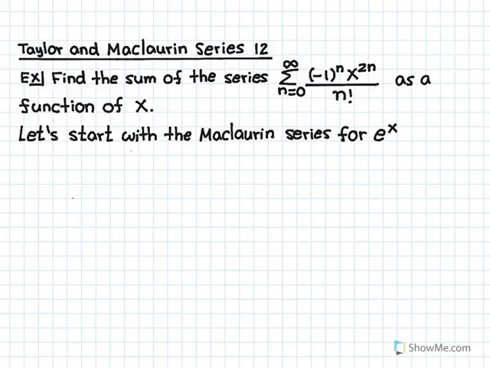In this video, we're going to continue our discussion of Taylor and Maclaurin series. The question here is to find the sum of the series summation n equals 0 to infinity of minus 1 to the power of n times x to the power of 2n divided by n factorial, as a function of x.